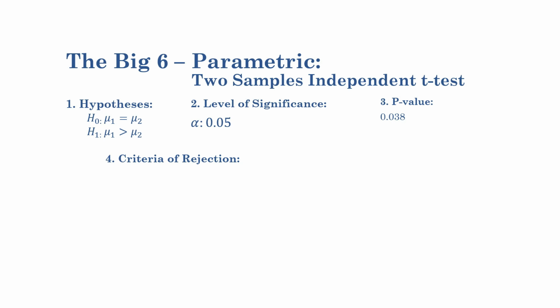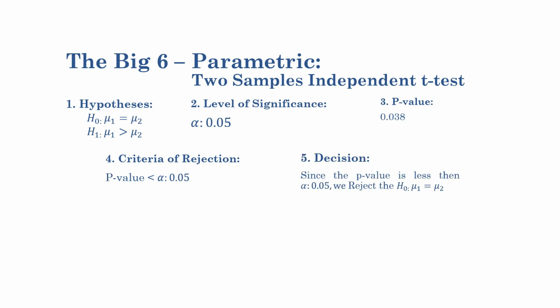Criteria of rejection, the number 4. We already have the result of the p-value and we have defined the level of significance. The criteria of rejection is: if the p-value is less than the level of significance, we reject the null hypothesis. Now going to decision, which is the number 5. Since the p-value is less than the level of significance, we reject the null hypothesis.